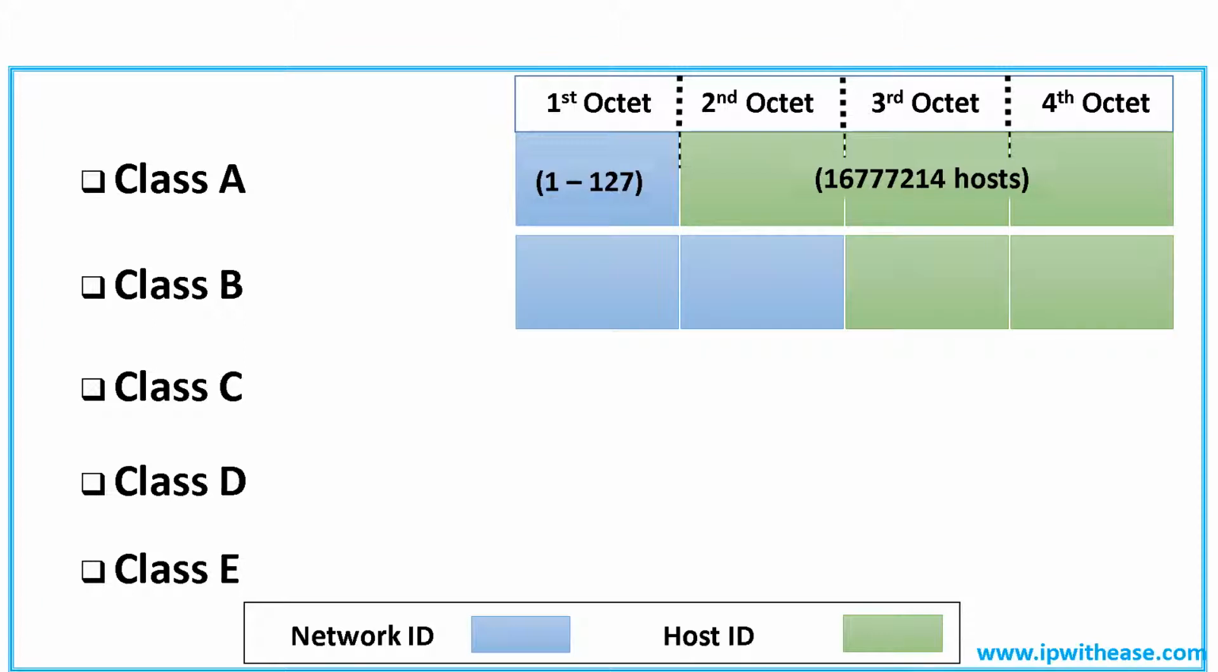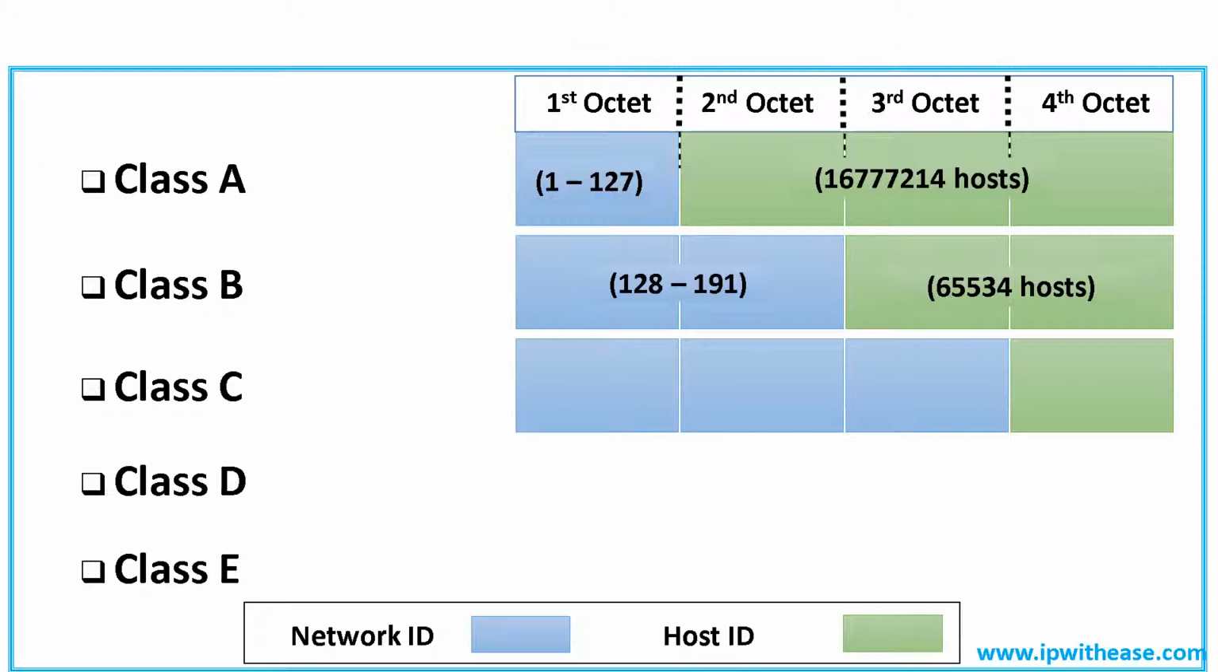Class B includes the first and second octets as network portion and the rest of the octets belong to the host portion. The network portion of Class B ranges from 128 to 191. Class B can have 65,534 hosts. Class C includes the first 3 octets as network portion and the fourth octet belongs to the host portion. The network portion of a Class C address ranges from 192 to 223. Class C can have approximately 254 hosts.